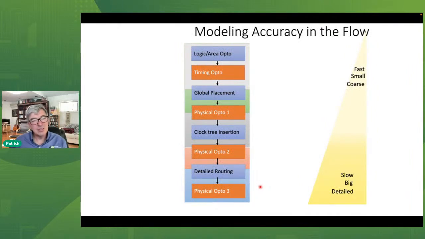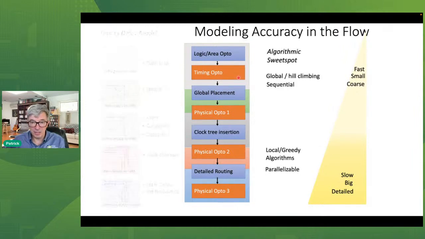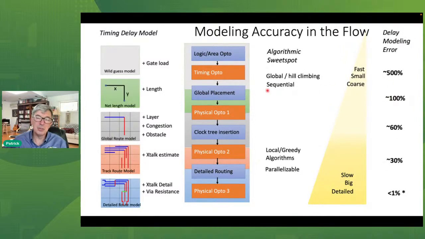But generally what you can see is that with each of those optimization steps, initially your accuracy is fairly rough. So you can be hundreds of percent off after the first global placement still, because even though you know the location of the cells, you don't really know the layer they're in, or you don't really know their neighbors. Whereas after you did the exact routing, you're within 1%. So you get more detailed the deeper you get into the flow, but it gets harder and harder to make modifications.